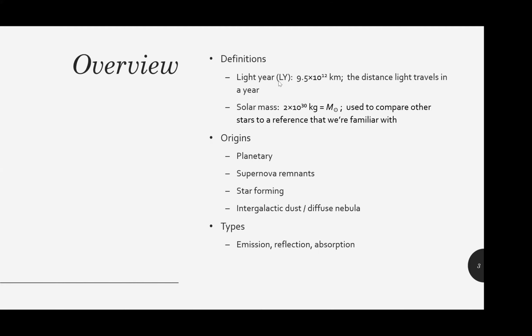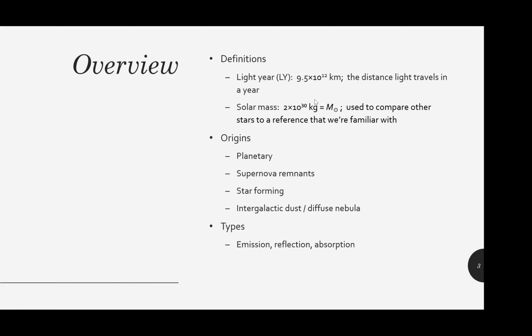So, a light year is the distance light travels in a year. Pretty intuitive, which is just over 9 trillion kilometers or 5 trillion miles. And this is used instead of saying this star is so many miles away, because it's something we can't really understand very well. So we put it in terms of light years instead. That's a little bit more manageable.